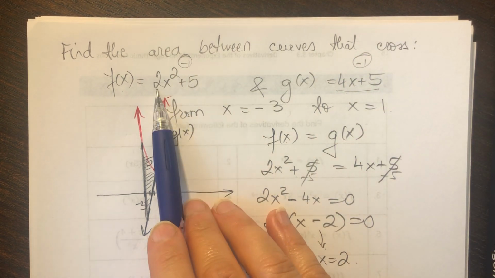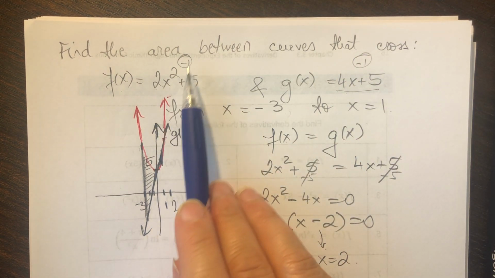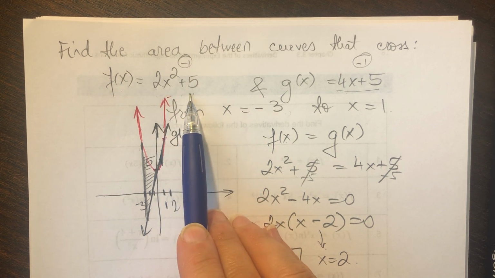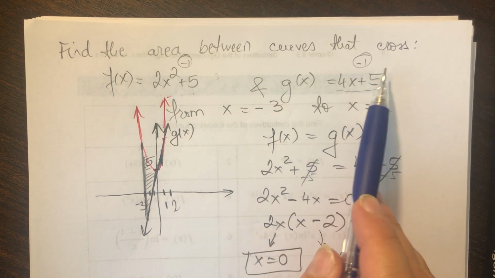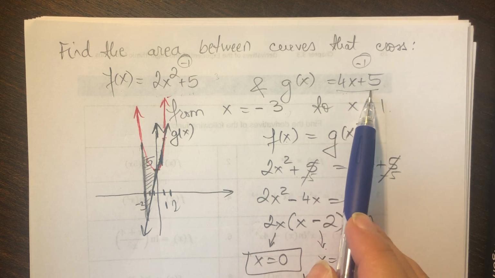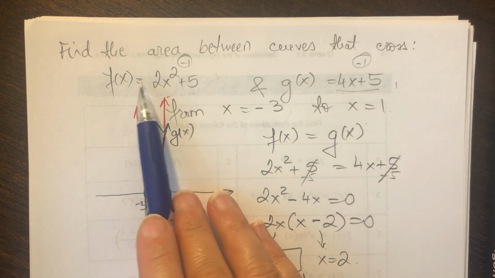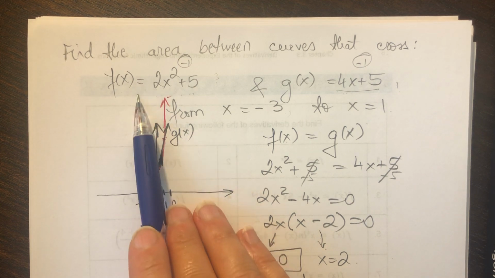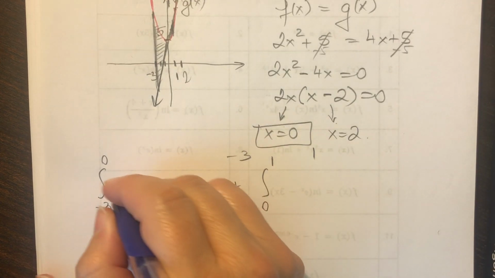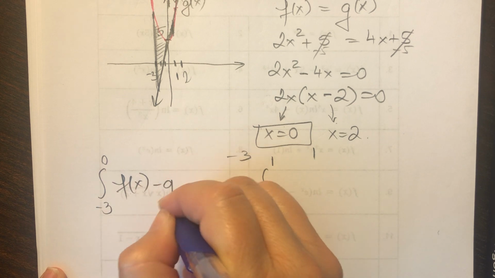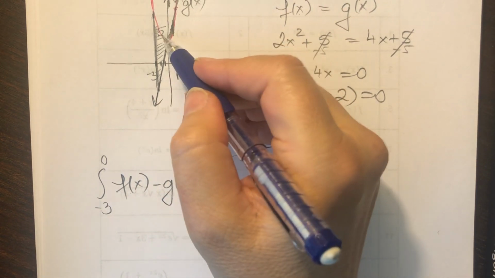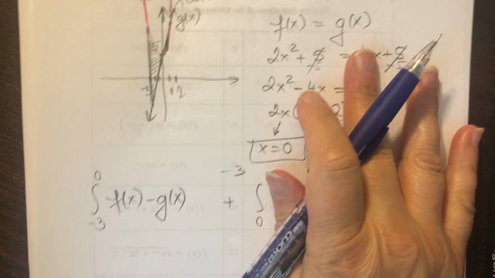When I plug in -1 in here, what do I get? 2 plus 5 is 7... rather, for f, 2 plus 5 is 7, and for g, -4 plus 5 is 1. So between 7 and 1, 7 wins, right? So f is above g, as we could see clearly from the picture, right? The parabola is above the line, yes.